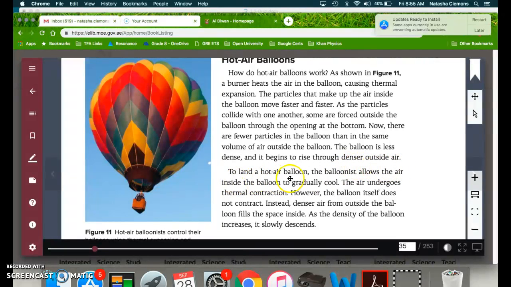To land the hot air balloon, the balloonist allows the air inside the balloon to gradually cool. The air undergoes thermal contraction. However, the balloon itself does not contract. Instead, denser air from outside the balloon fills the space inside. As the density of the balloon increases, it slowly descends. Descends means goes down.